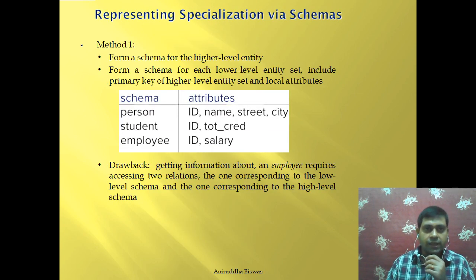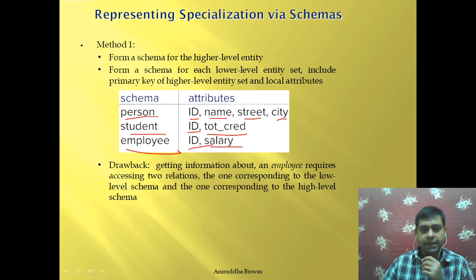Now coming to the next, understanding of specialization via schemas. So here is an example of a schema with their attributes. So first schema is the person, it has some ID, name, the address for street and city. Then student, it also has ID, the total credit. Then the employee has ID and salary.